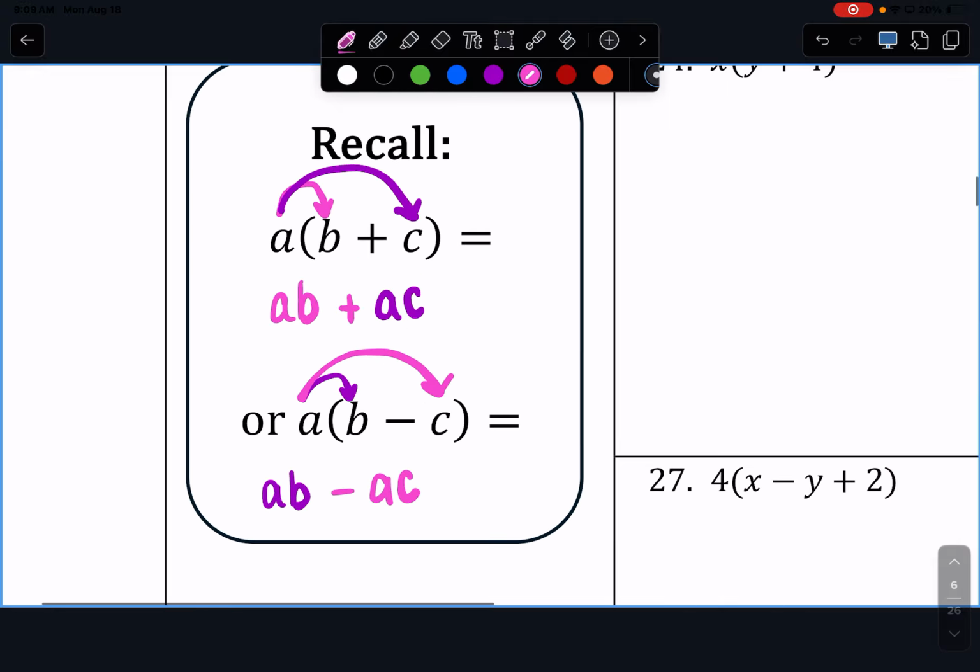We're going to go through some of these. We're going to skip around because there are certain ones I want to make sure we go over and talk about together, and then I'm going to let y'all do some on your own. So we're going to start with 21.